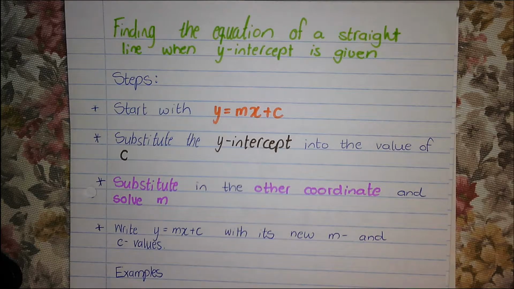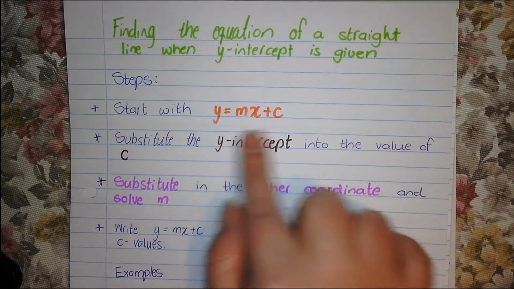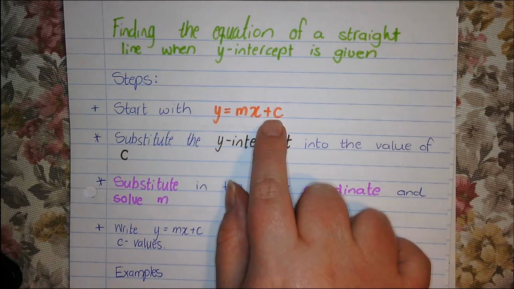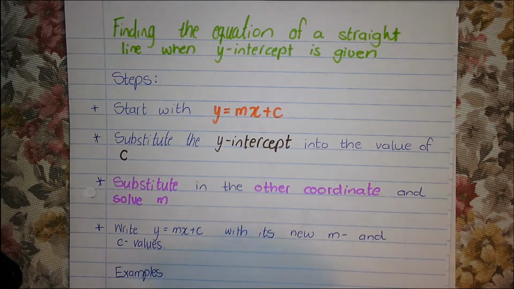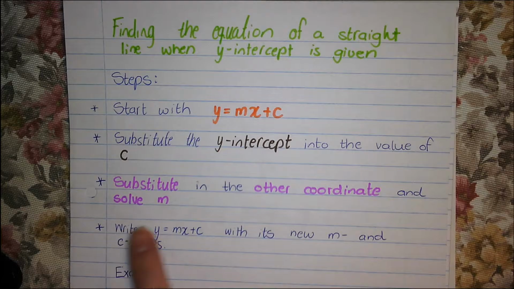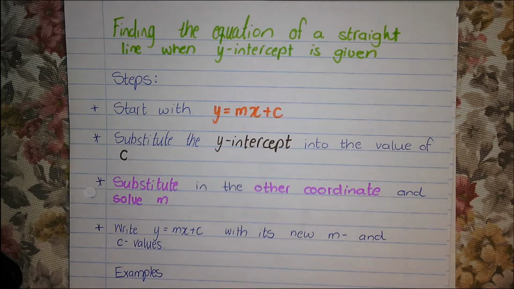Excuse my dog. Alright, so your steps are: start with your standard equation, y equal to mx plus c, where m stands for the gradient and c stands for the y-intercept. Substitute your y-intercept into the value of c, because c stands for the y-intercept. Substitute in the other coordinate. You can't use the same coordinate twice, and solve for m. And then you write your equation y equal to mx plus c with the new m and c values.